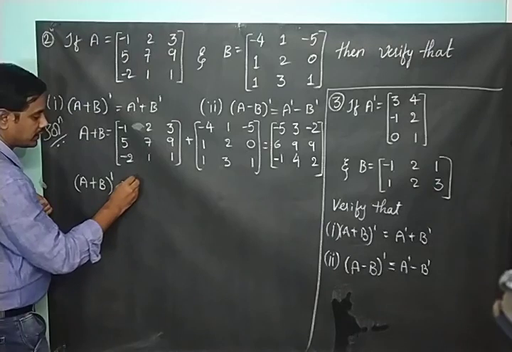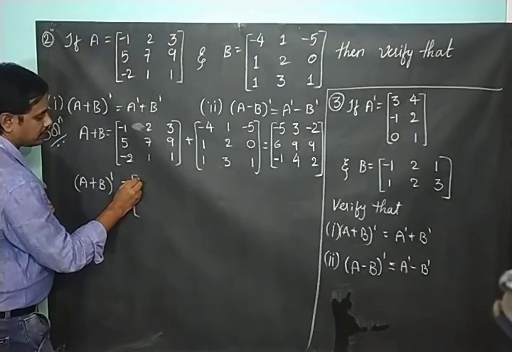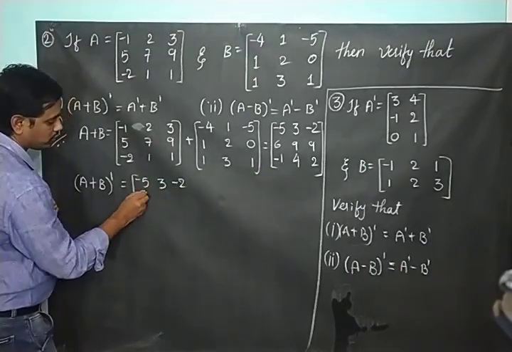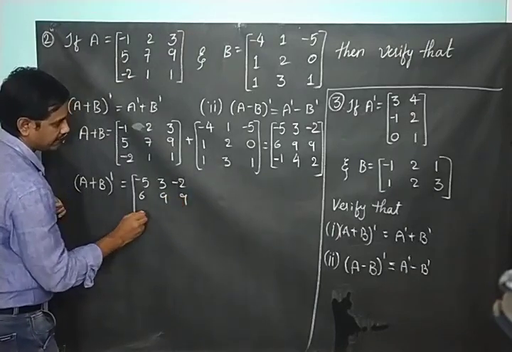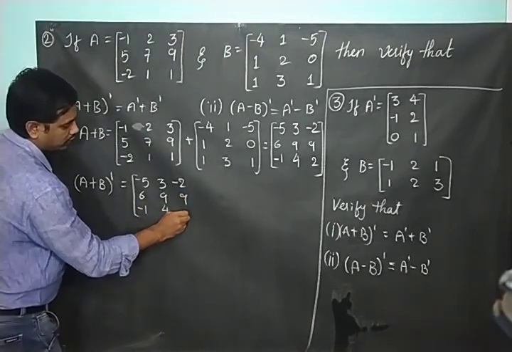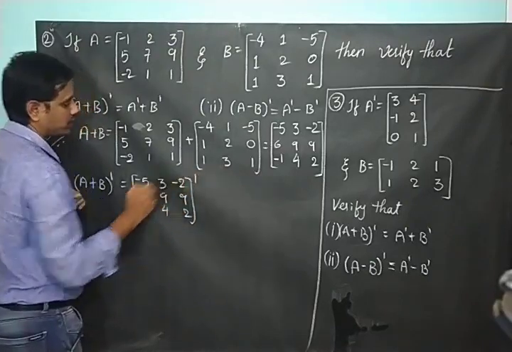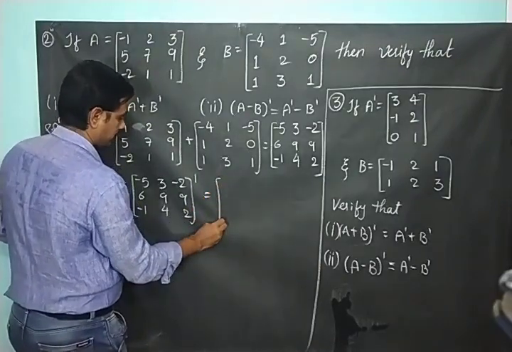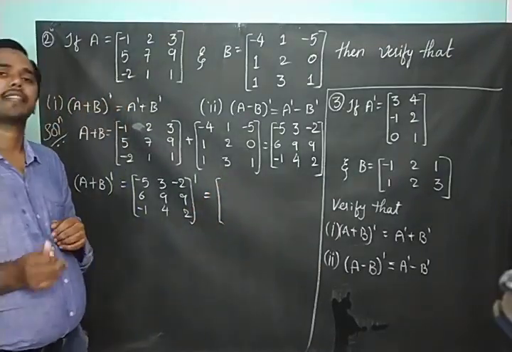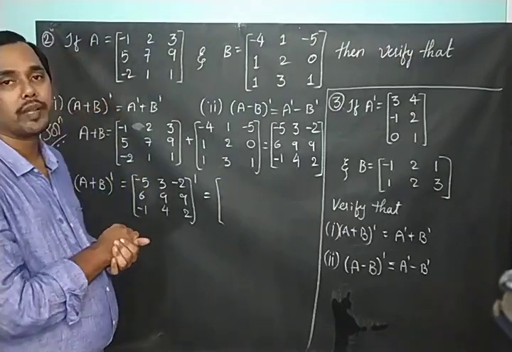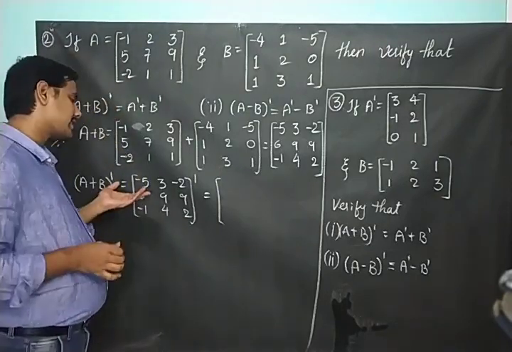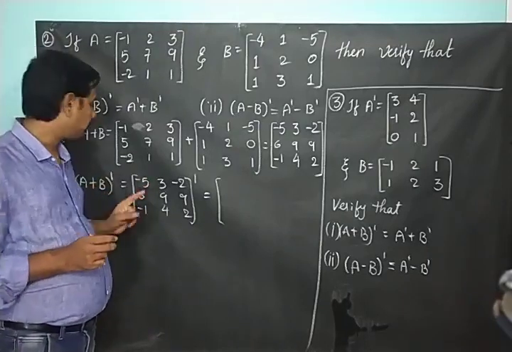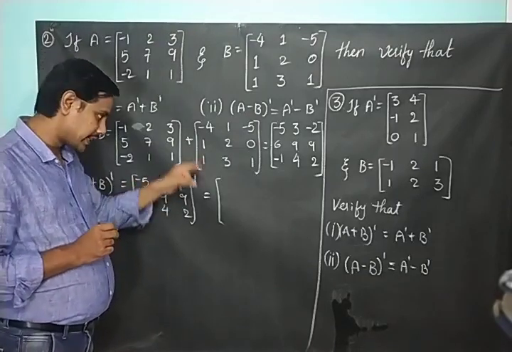So what will be (A plus B) whole transpose? That is the transpose of minus 5, 3, minus 2, 6, 9, 9, then minus 1, 4, 2. What is the meaning of transpose? Either rows should be written as columns or columns should be written as rows, any one. As this is a square matrix, we can proceed with any approach. So let us write rows as columns. The first row is minus 5, 3, minus 2, that will be written as the first column.